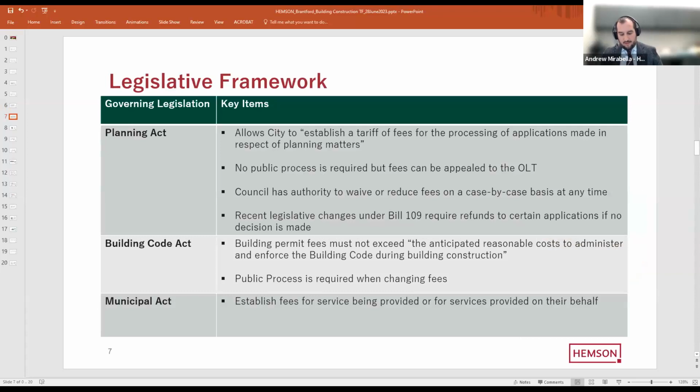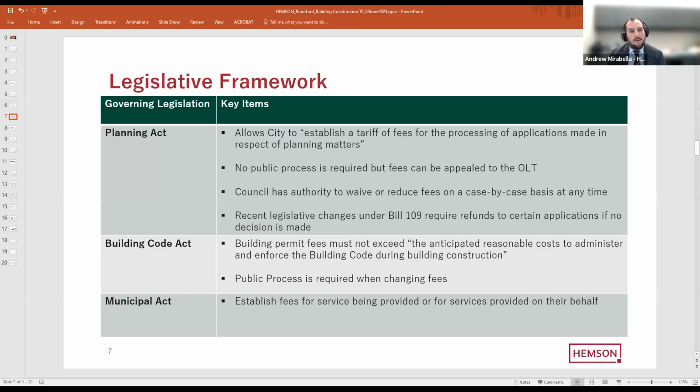So just to provide some context on our legislative framework, we're really working within 3 governing pieces of legislation here: the Planning Act, the Building Code Act, and the Municipal Act. The Planning Act allows the city to establish what we call the tariff of fees for the processing of planning applications made in respect to planning matters. There isn't a public process particularly required under the Planning Act for changing fees, but the fees can be appealed to the OLT. Council has some specific authorities, which is different from what you see under the Development Charges Act, where council has the authority to waive or reduce fees on a case-by-case basis for planning fees.